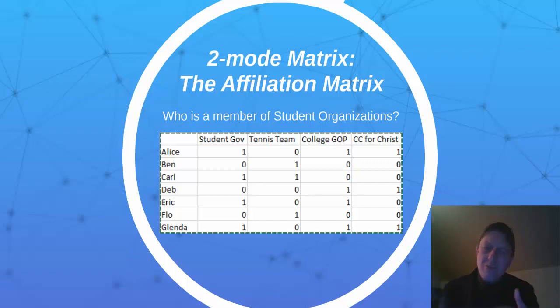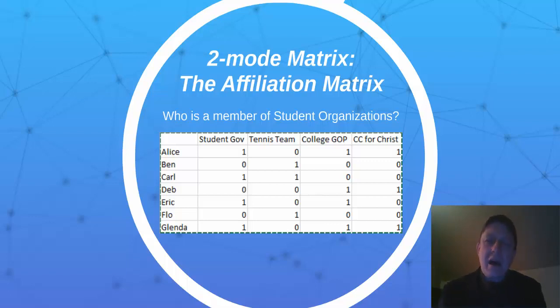So if the rows and the columns are different, well, what do these ones and zeros mean now? It's not about relationships between nodes. It is whether or not a node is affiliated with a student organization. So let's get very explicit here.